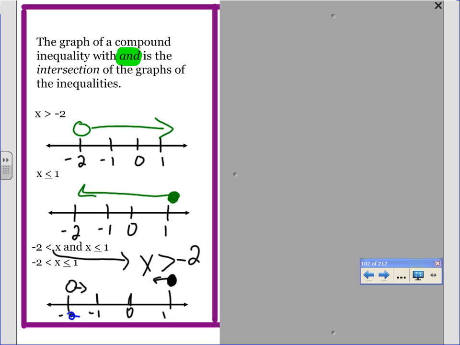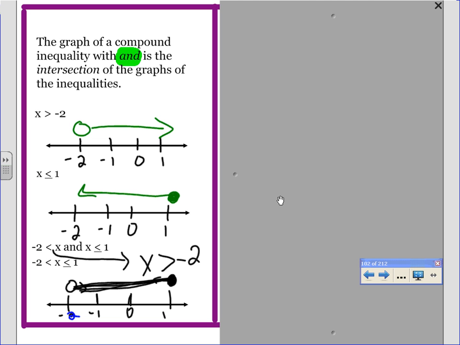Now, it's an and compound inequality. You have the two arrows pointing towards each other. You need to connect them. It kind of looks like a dumbbell. Anytime it's an and compound inequality, it has to be an intersection. They have to connect in the middle. That means x is between these two numbers. It represents the intersection of the x values. An and compound inequality is always this way.